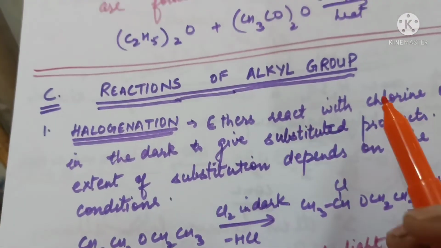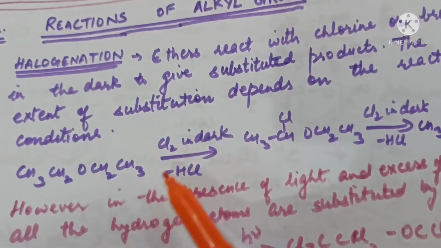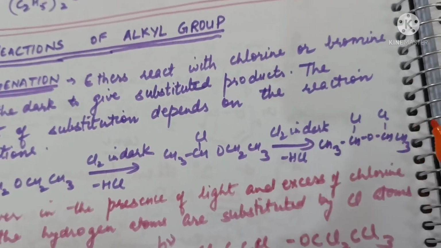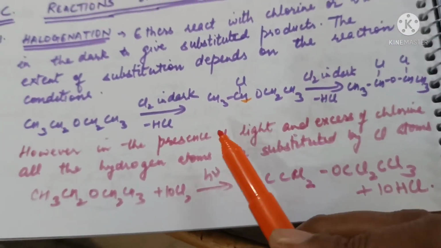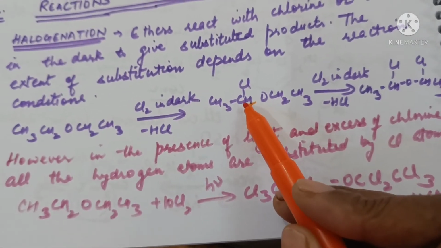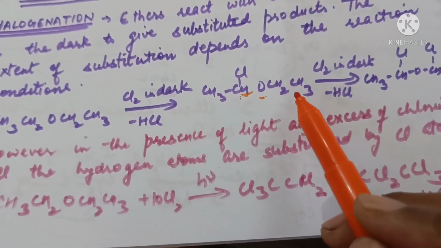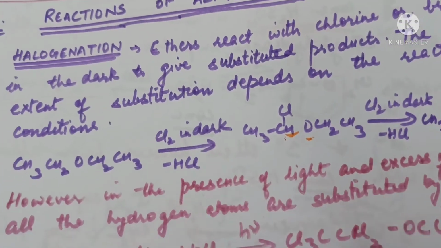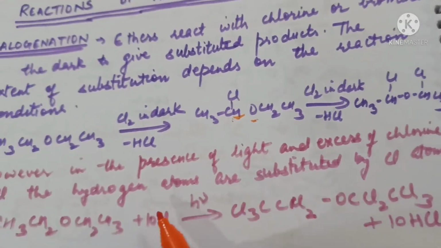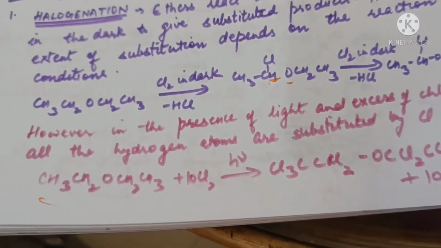Reactions of the alkyl group. This category contains halogenation. When ethers react with halogen in dark, they give substituted product, preferably at the alpha position. The substitution occurs only at the carbon which is attached to the ethereal oxygen. So first monochloro ether will be formed, then dichloro ether will be formed. But in presence of light and excess of chlorine, all the hydrogens will be substituted by chlorine to form CCl3, CCl2, O, CCl2, CCl3 and 10 HCl.